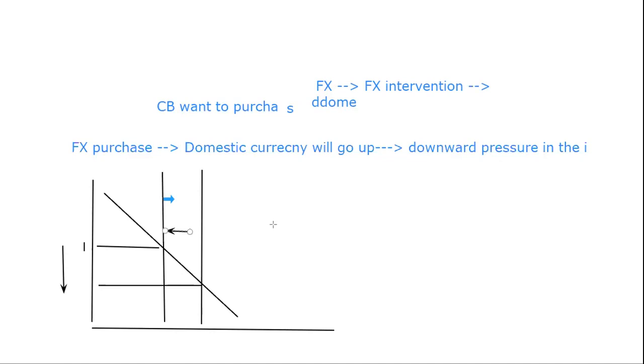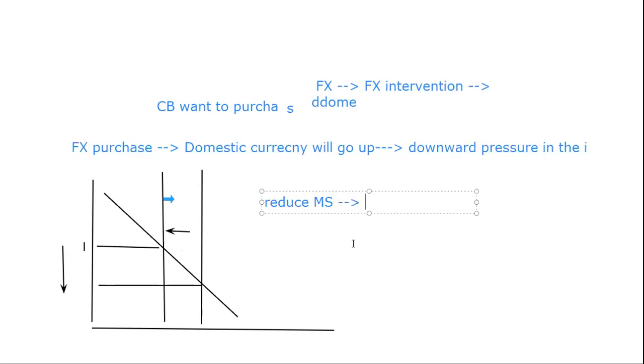Now here in this scenario, there is an unwanted downward pressure on the interest rate. So the central bank wants to make the interest rate go back to the previous level and keep the situation back to the initial level. For that, they want to absorb that money supply back to the central bank. They want to reduce the money supply.